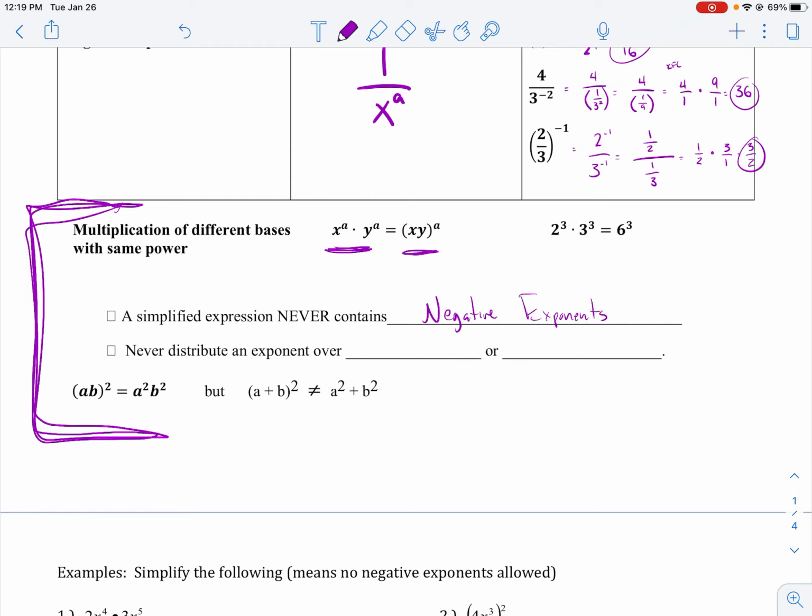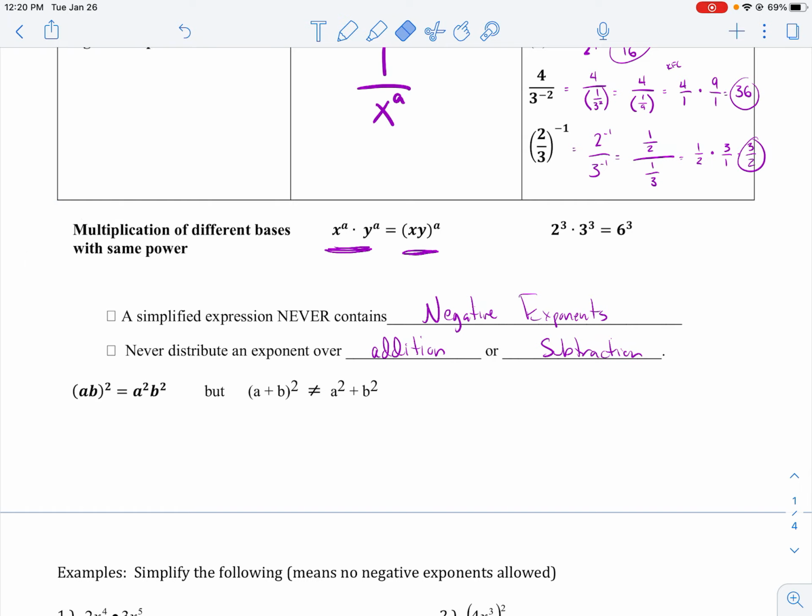Okay? So, that being said, a simplified expression never contains negative exponents. Okay, so when we're simplifying these guys, anytime you encounter a negative exponent, you need to make sure you handle that using our rules up top. And then also never distribute an exponent over addition or subtraction. Right? Okay, this guy right here is okay. We can distribute that too, right? Because why? We are multiplying, okay?